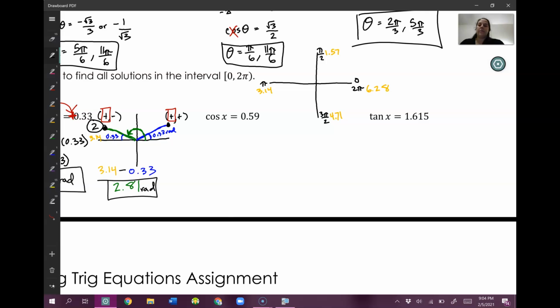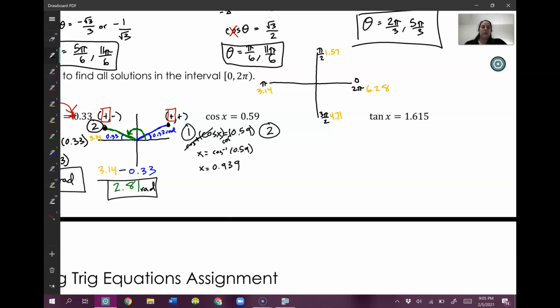Let's try a cosine. Step 1, and then we have step 2. Step 1 is just to use a calculator and solve it out. So I'm going to do inverse cosine to both sides so that those cancel. So I get x is the inverse cosine of 0.59. Type that into my calculator and it should give you 0.939. So this is what I've got.